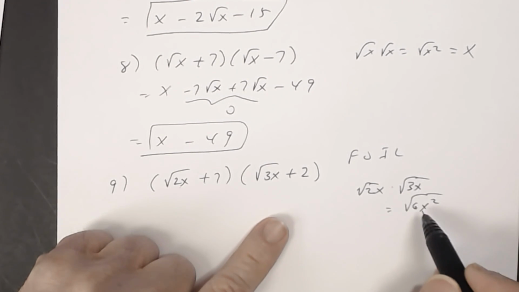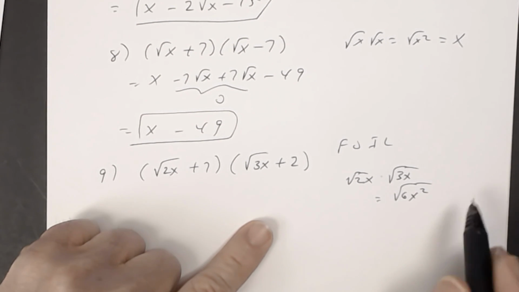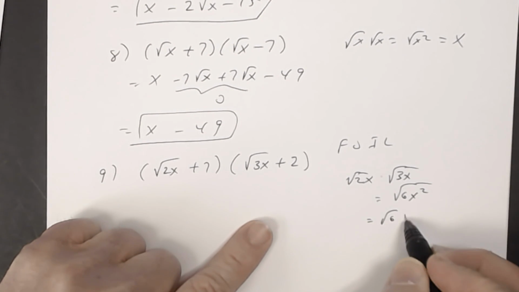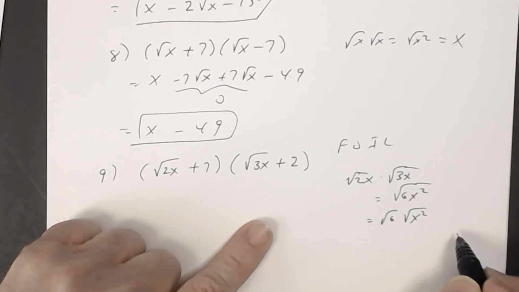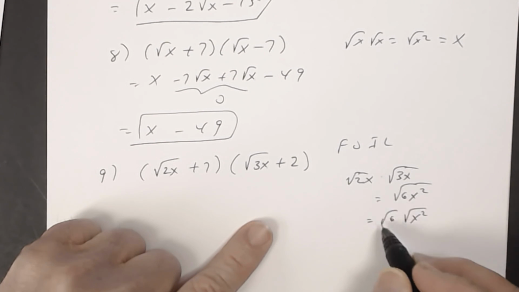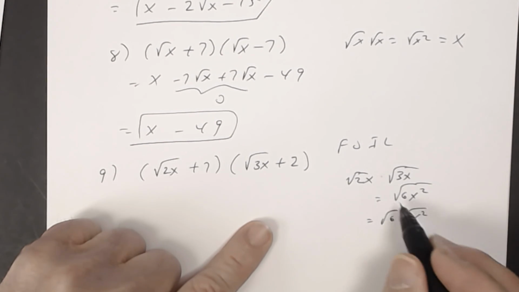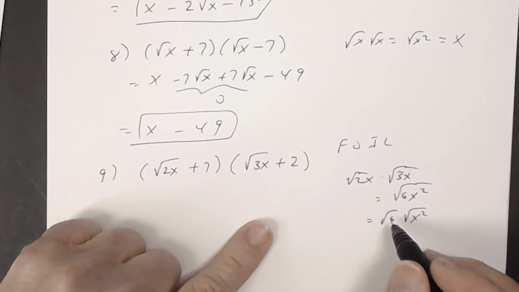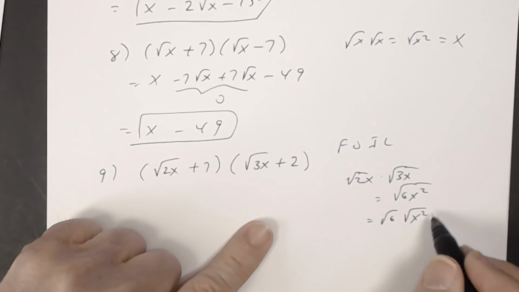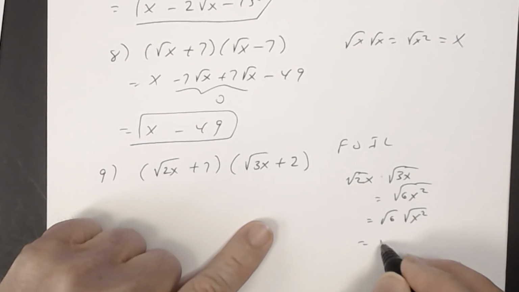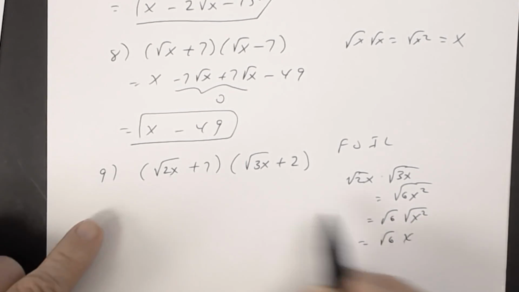All right, so let's simplify this like you did in a previous lesson. So that becomes the square root of 6 times the square root of x squared. Can I simplify the square root of 6? Is there a perfect square other than one that goes into 6? No. Can I simplify the square root of x squared? Yes. So that's the square root of 6 times x, right?